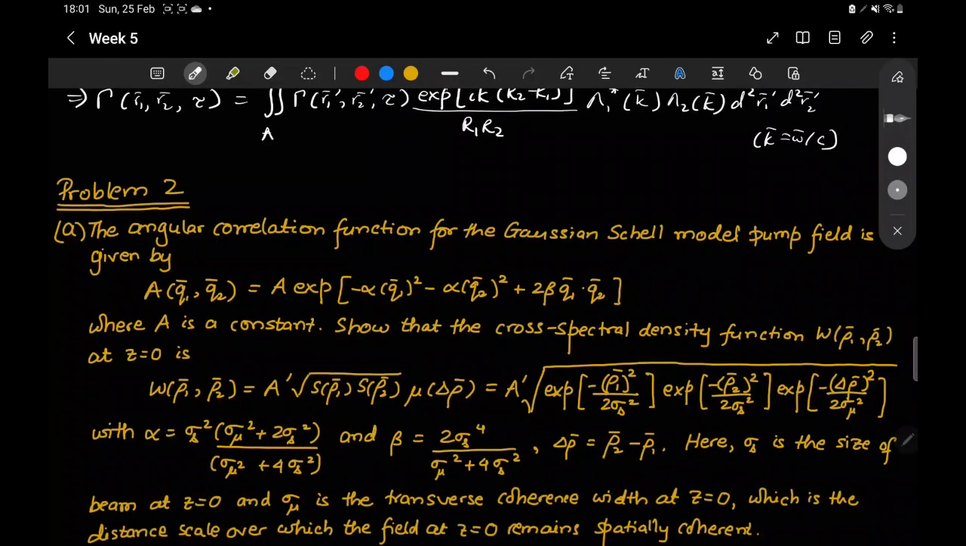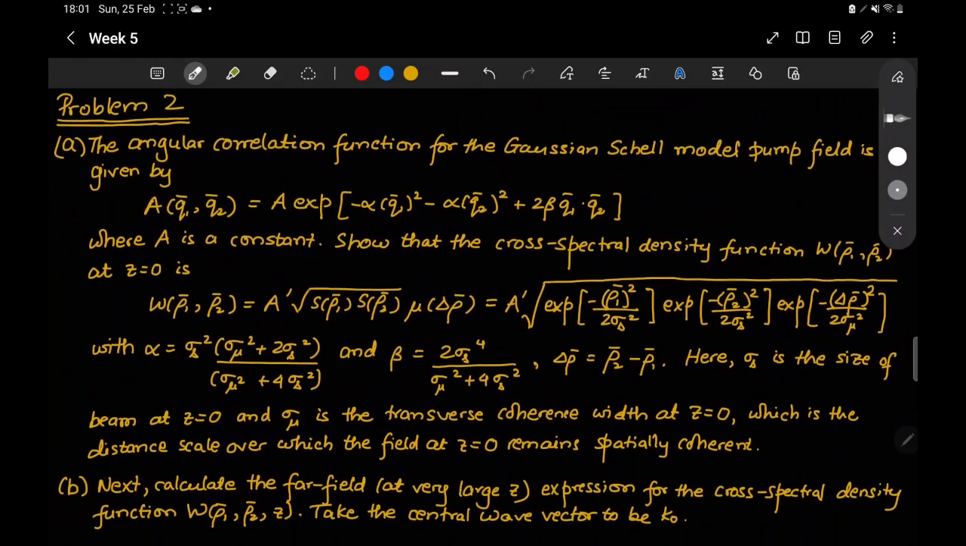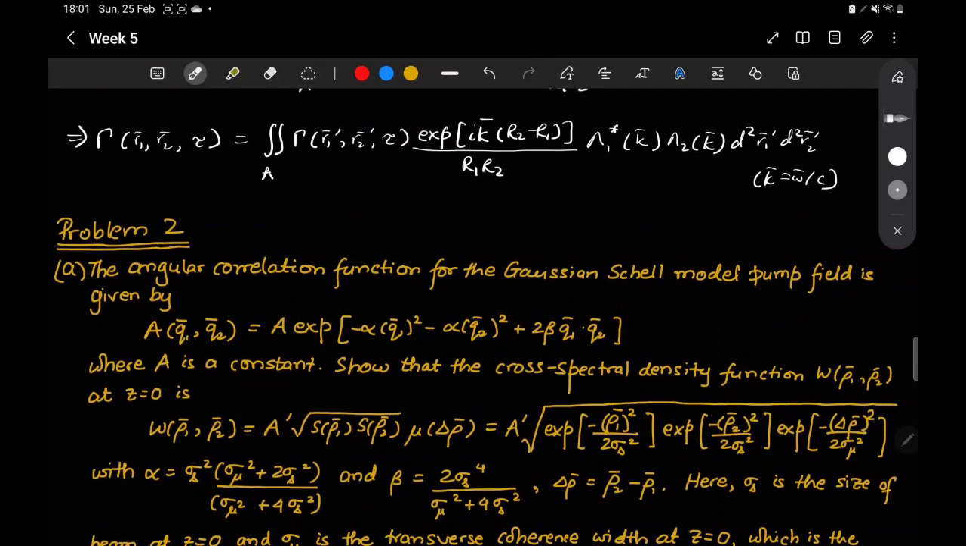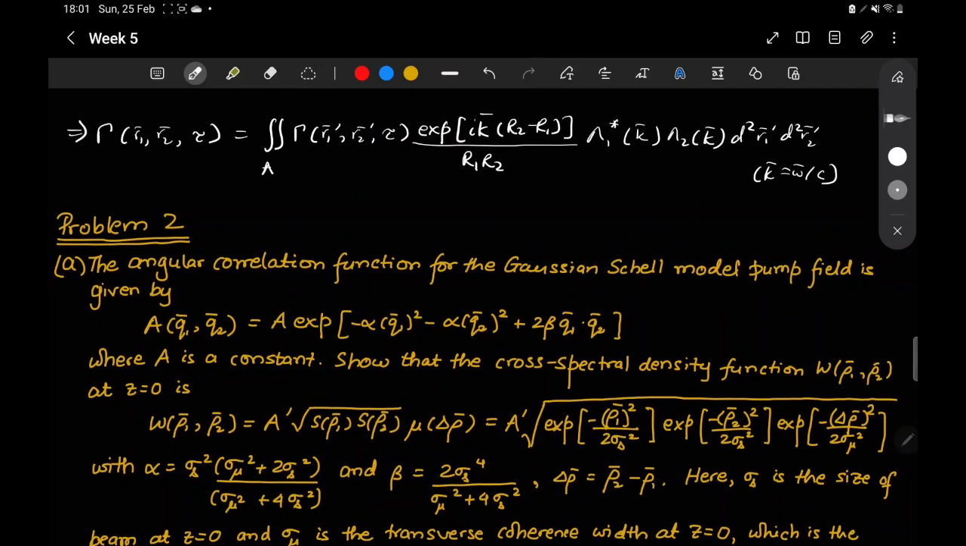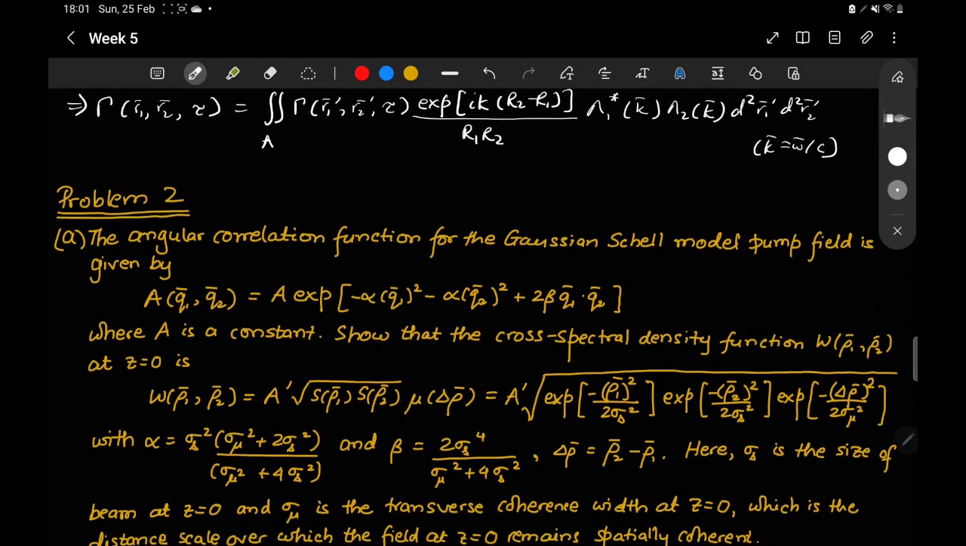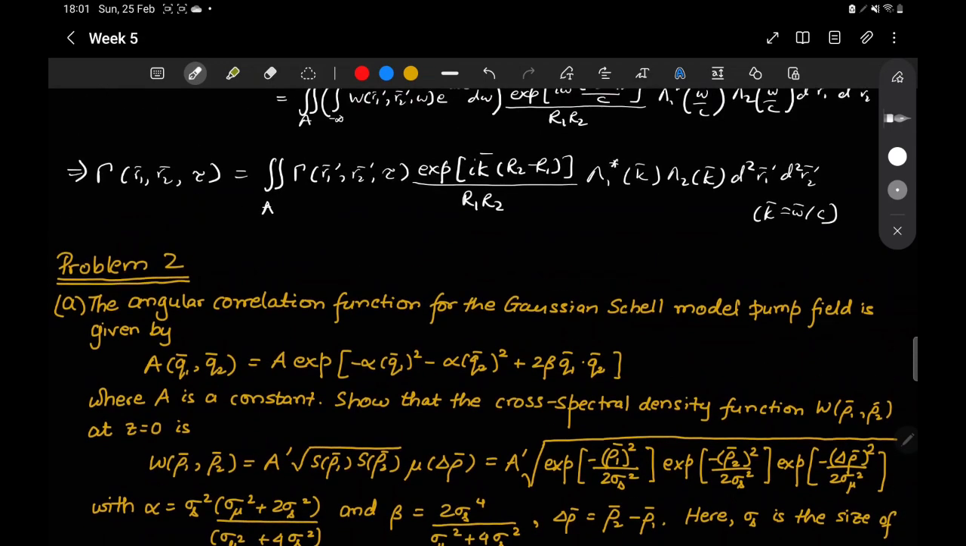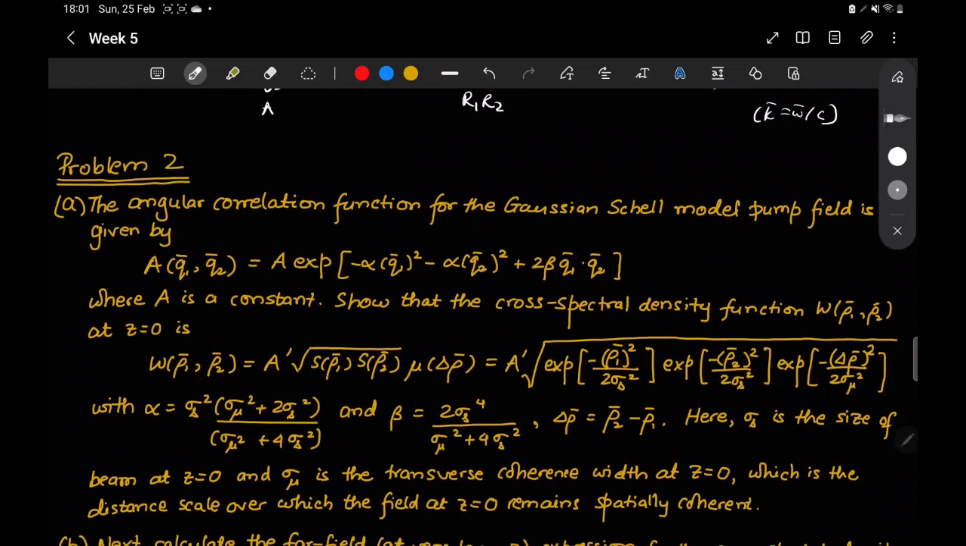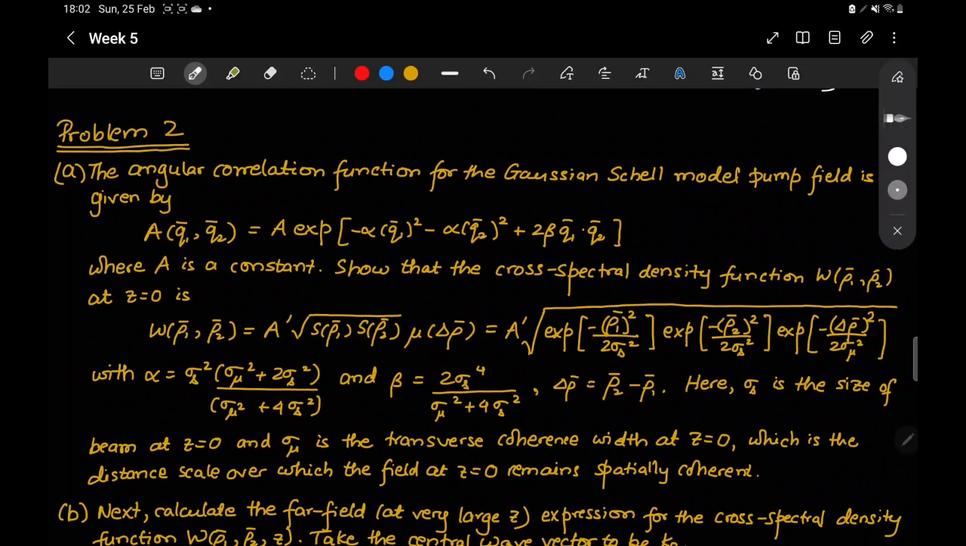Okay, so let us move to the next question. Problem 2. The angular correlation function for the Gaussian shell model pump field is given by the following expression. We need to show that the cross spectral density function is as follows, this big expression over here. Okay, wait, I think there is a typo in this.